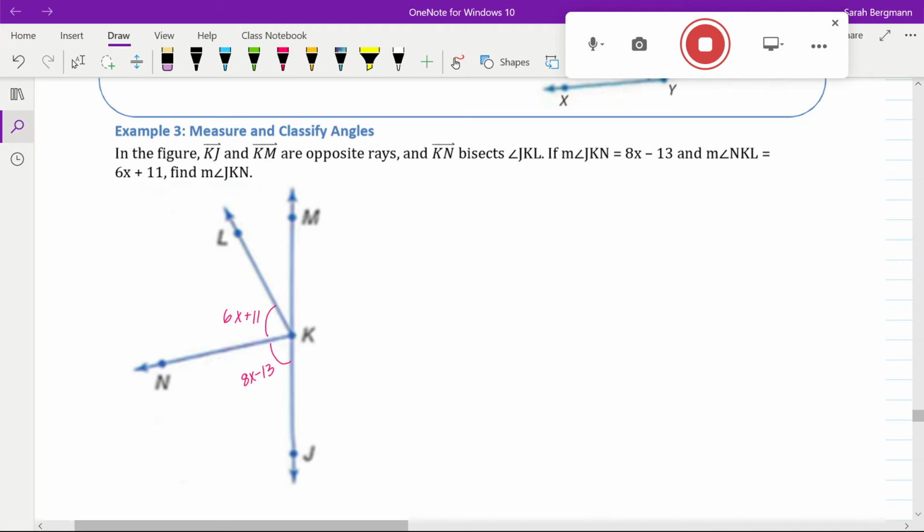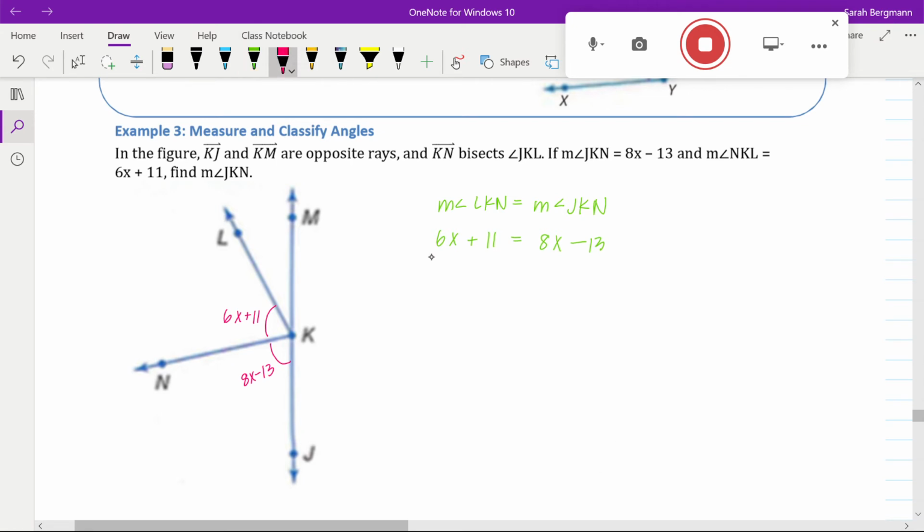Now we can't just say it's 8x minus 13. That's the expression that represents angle JKN, but it is not its measure. So in order to find its measure, I know that the measure of angle LKN is equal to the measure of angle JKN, since they are congruent. So I can substitute in their values, 6x plus 11, and the expression 8x minus 13 to represent angle JKN. And then I have an algebra problem to solve.